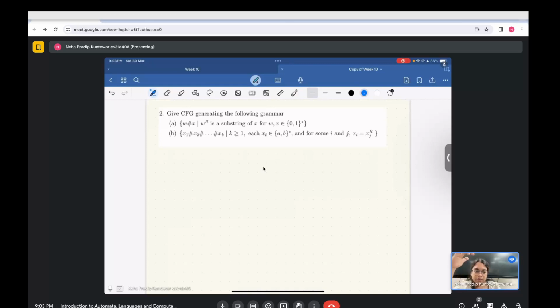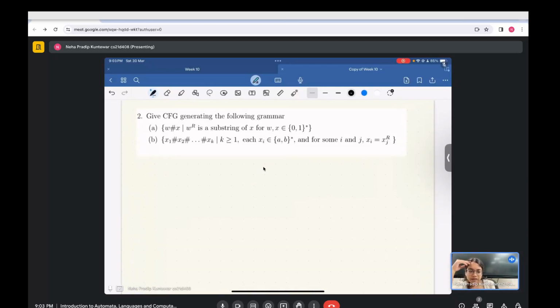Now if that is clear, let us do some examples where you are given a language and you want to generate a grammar for it. So let's do it one by one. Let's do part A first. Let me just define the language, so that it is clear. So what is the language? Let's say L1 is the set of all W sharp X, such that W reversal is a substring of X.